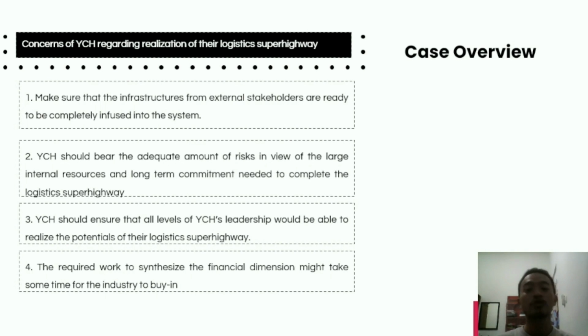Even though YCH has several strengths, there are some concerns regarding the realization of their logistics superhighway. First, YCH should make sure that the infrastructure of external stakeholders is ready to be completely infused into the system. Second, YCH should bear an adequate amount of risk in view of the large internal resources and long-term commitment needed to complete the logistics superhighway. Third, YCH should ensure that all levels of YCH leadership are able to realize the potential of their logistics superhighway. And lastly, since the prospect of the logistics superhighway is strategically enormous, the required work to synthesize the financial dimension might take some time for industry to buy in.